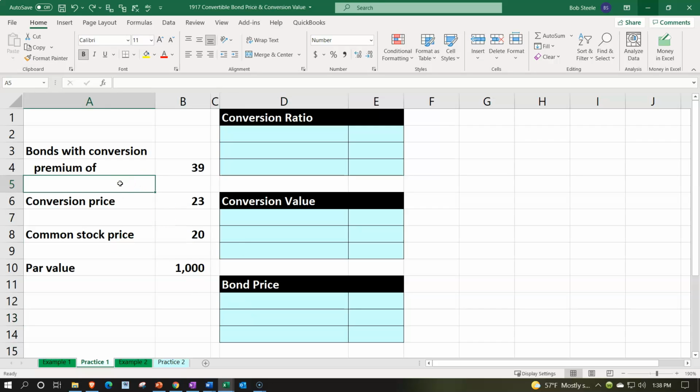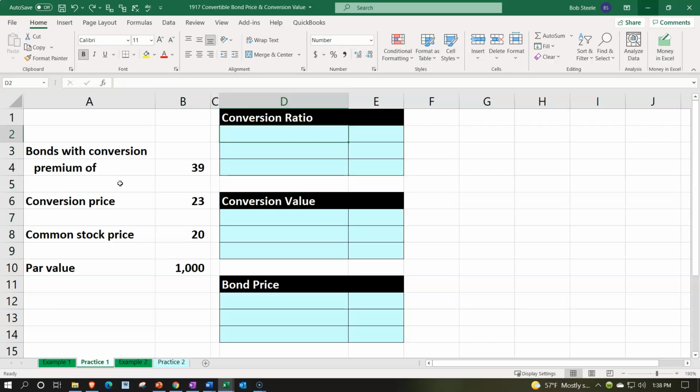The information includes the bonds with a conversion premium of 39, something we calculated in the prior presentation. We have the conversion price of 23, something once again we calculated in the prior presentation. And then we have the market price for the common stock if we were to convert the bonds to the stock. The common price is the $20 it's currently trading for. The par value of the bonds, not the market price, is 1,000.